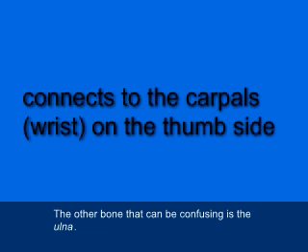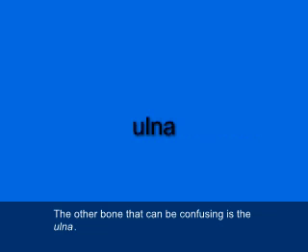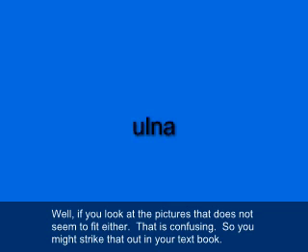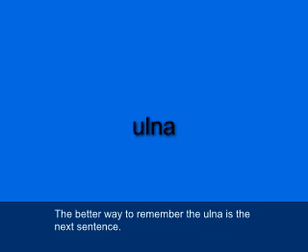The other bone that can be confusing is the ulna, U-L-N-A. The textbook says, first of all, that it is the larger and longer bone of the forearm. Well, if you look at the pictures, that doesn't seem to fit either. That's confusing, so you might strike that out in your textbook. The better way to remember the ulna is the next sentence.